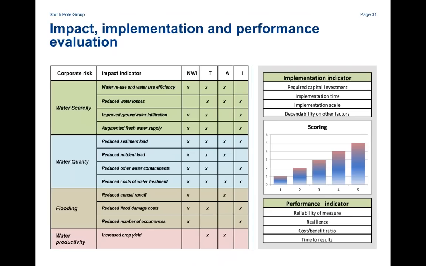We also took into account other indicators, namely implementation indicators, looking at, for example, how much is the average required capital investment to implement measures, or how much the implementation of that measure depends on other external factors, such as, for example, availability of input materials. Lastly, we also evaluate the measures in terms of their performance, looking at the reliability of that measure in delivering the results. So, for example, the number of times the measure does not succeed in delivering the expected results, the resilience of that measure in terms of, for example, different climate conditions, and cost-benefit ratio.